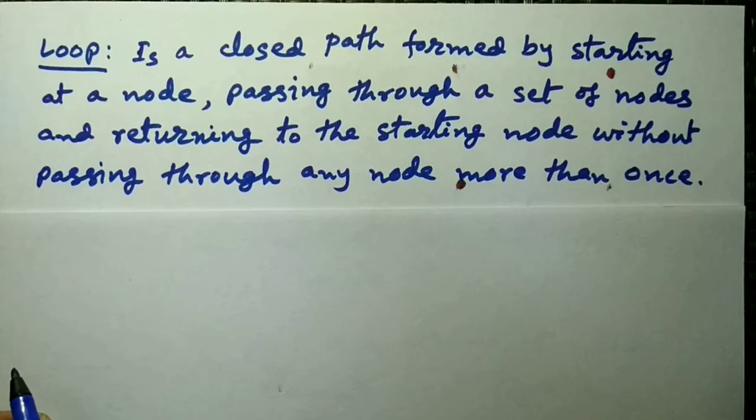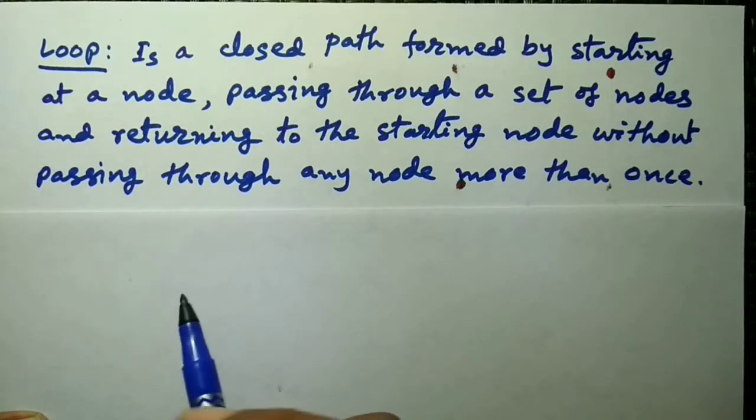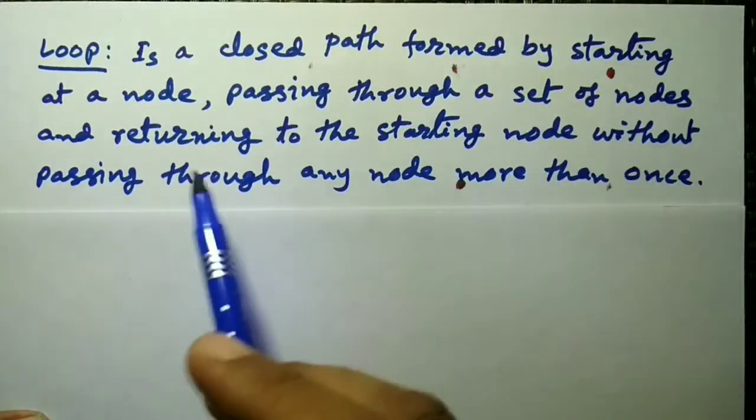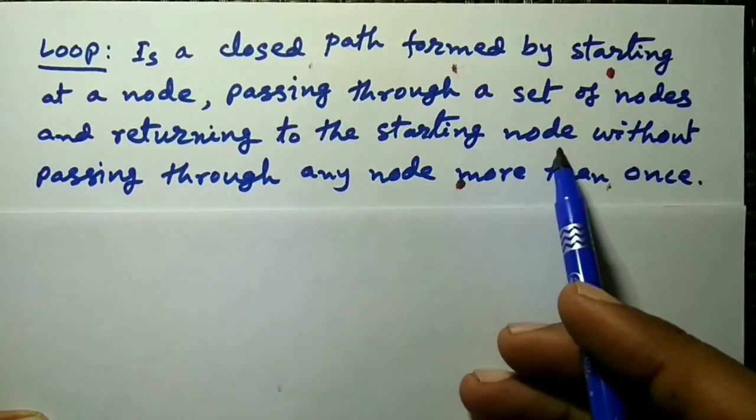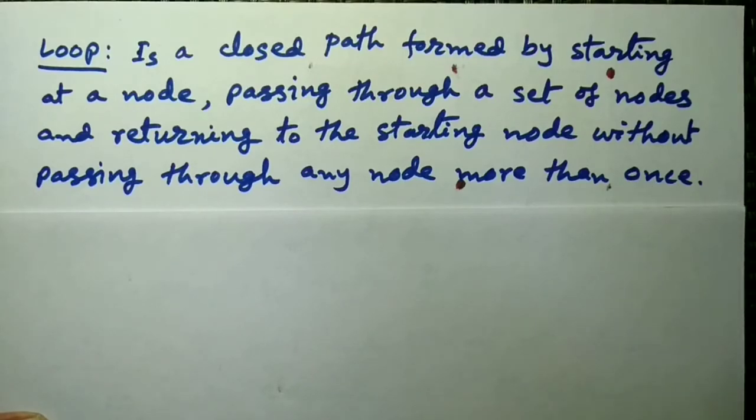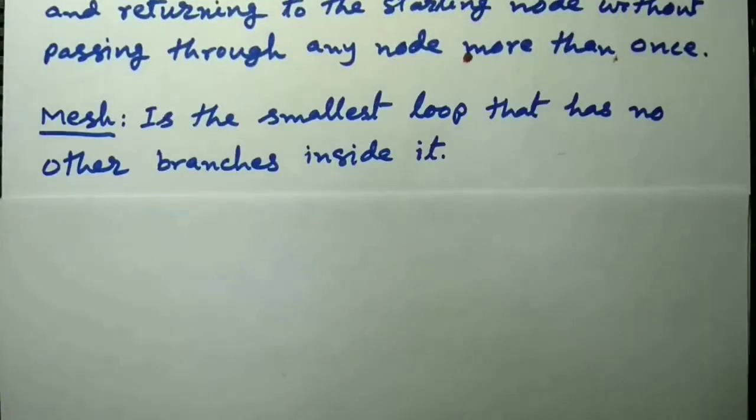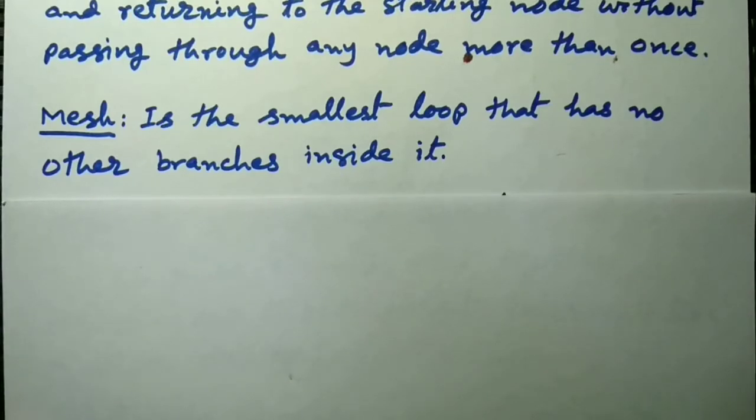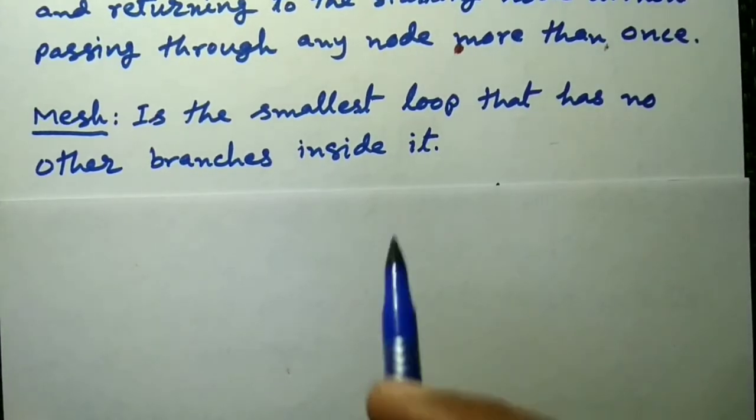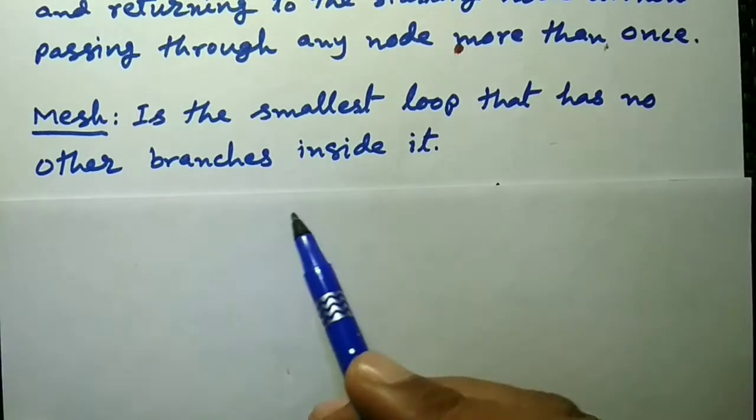Before we proceed further for circuit analysis, we have to remember some more definitions related to the circuits. The first one is called the loop. Loop is basically a closed path formed by starting at a node, passing through a set of nodes and returning to the starting node without passing through any other node more than once. The second definition is called mesh. Mesh is the smallest closed path, or it can be considered as the smallest loop of the circuit that has no other branches inside it.